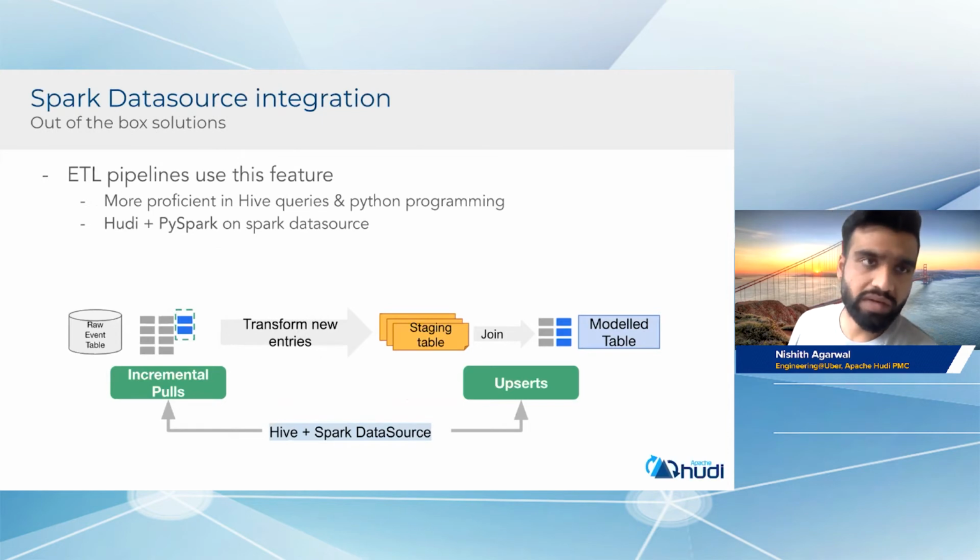Another very popular use case is the Spark data source integration. A lot of ETL pipelines are written by users who are more proficient in Hive queries and Python programming, and they use Hoodie and PySpark with the Spark data source to do the same thing that I talked about before, where they incrementally pull from a source table, do some staging table joins, and then finally upsert into a model table.